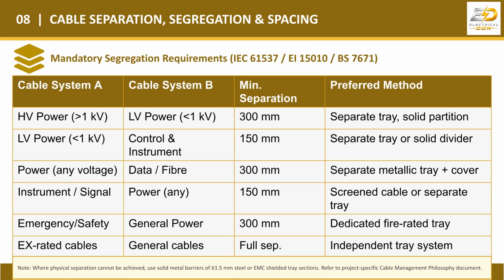Mandatory segregation requirements, per IEC 61537, govern the separation and spacing of different cable systems like HV and LV power, control, and data. The minimum separation distance varies depending on the system type. Where physical separation is not possible, solid metal barriers or shielded tray sections are necessary.